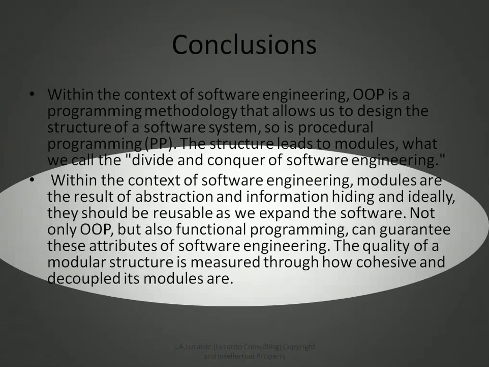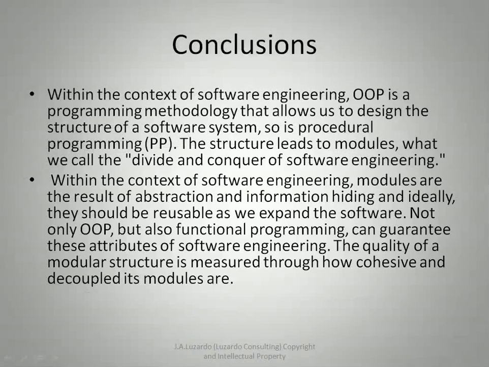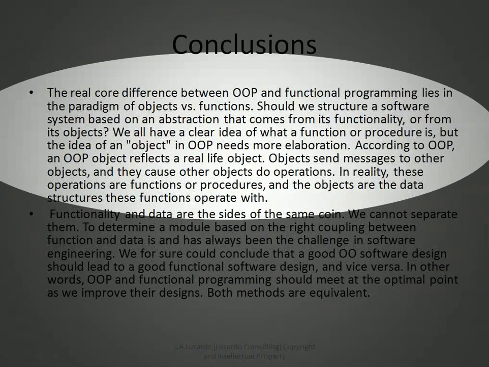Not only OOP, but also functional programming can guarantee these attributes of software engineering. The quality of a modular structure is measured through how cohesive and decoupled its modules are. The real core difference between OOP and functional programming lies in the paradigm of object versus functions. Should we structure a software system based on an abstraction that comes from its functionality or from its objects?